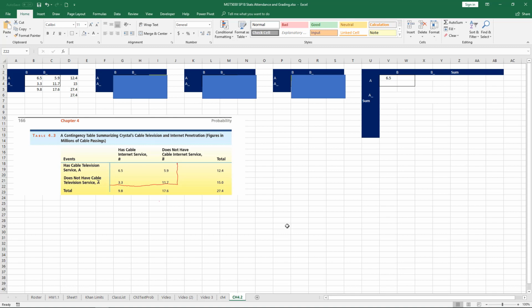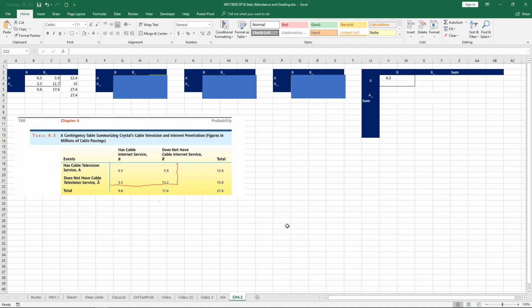If we add them up, 6.5 and 3.3, we get 9.8. What does that tell us? We're adding up this column: all of the internet service customers add up to 9.8. Now the first row. If we walk across the row, we add up 6.5 million customers that have TV and internet, plus the 5.9 million customers who have television but didn't buy internet. They didn't buy the combo package.